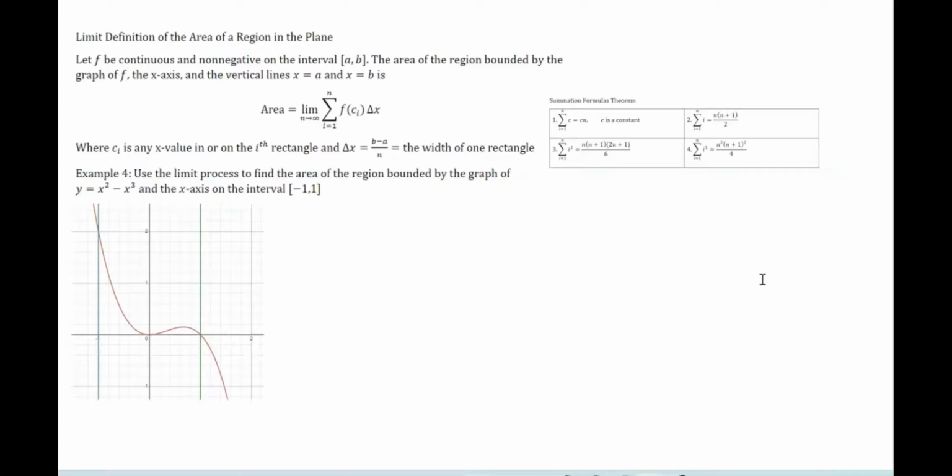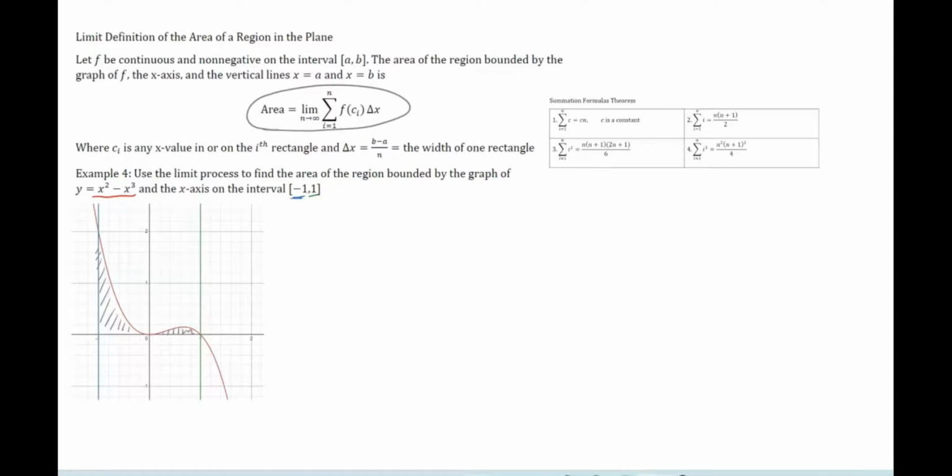So I have pulled up from Desmos the region that we're interested in. I have the graph of x squared minus x cubed in red, and then in blue we have the line x equals -1, and in green we have the line x equals 1. So we can see that the region that we're finding the area of is this region right here, because it's also bounded by the x-axis. And we're going to be finding that area using this limit definition.